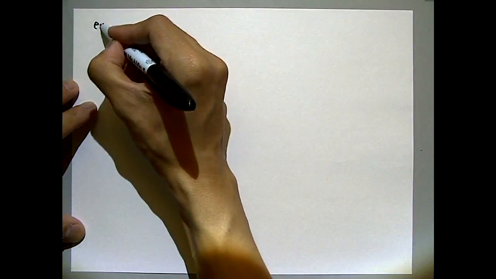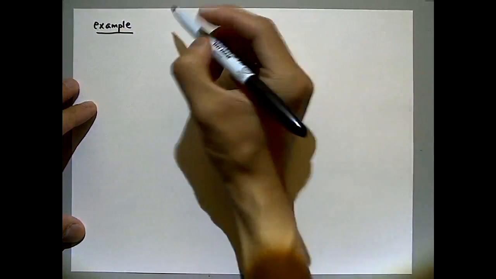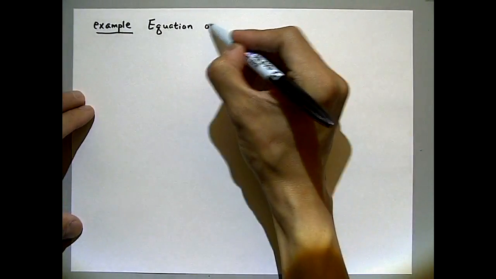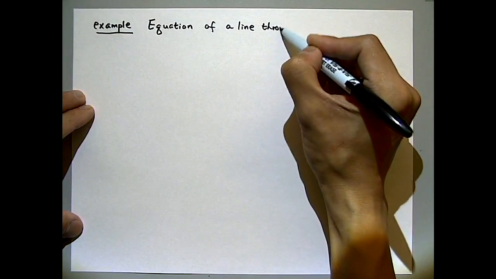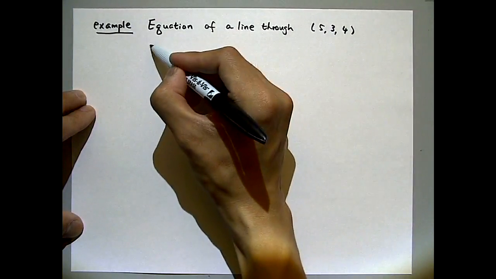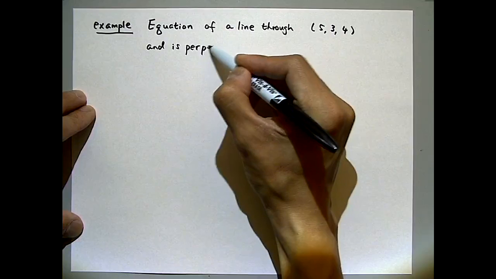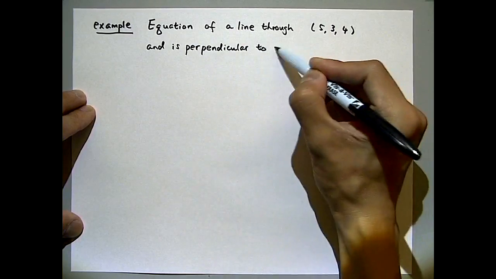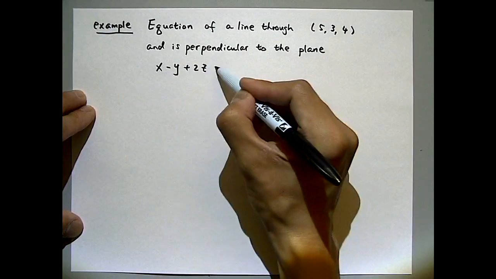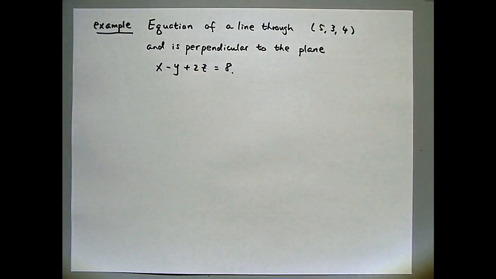Let's start with this example. Let's find the equation of a line that goes through 5, 3, 4 and it is perpendicular to the plane x minus y plus 2z is equal to 8. So, equation of a line through a point, and this line happens to be perpendicular to the plane given by x minus y plus 2z.